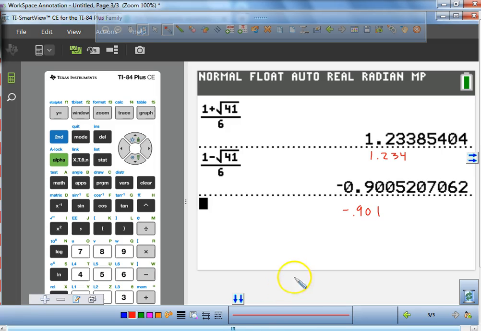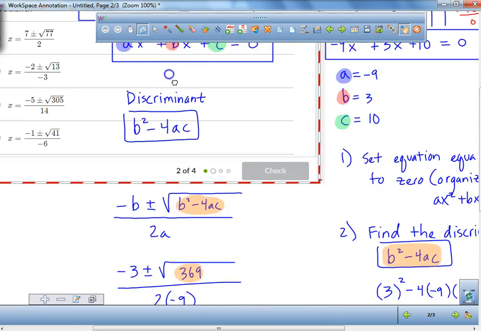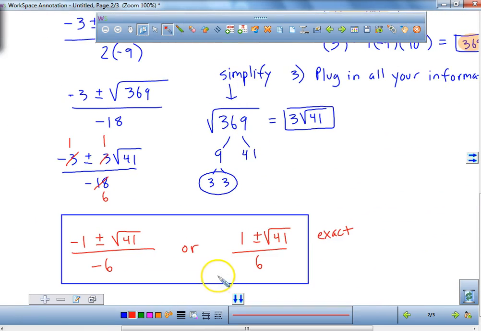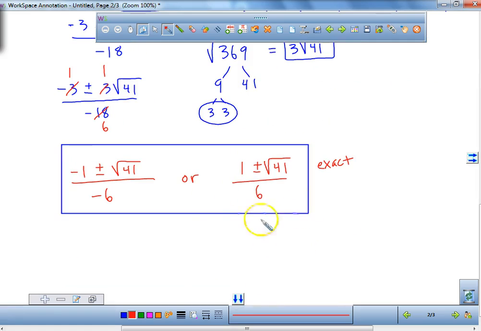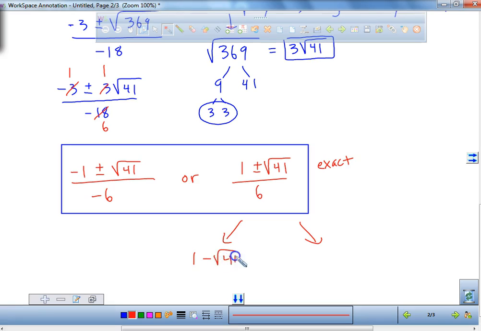Okay? What are your exact answers? These are your exact answers. This answer right here, if I separate it into two answers: 1 minus the square root of 41 over 6, or 1 plus the square root of 41 over 6. This one was approximately equal to 1.234, and this one was approximately equal to negative 0.901. But you'll notice that all of your answer choices are exact. They're not approximate values. You can't just type the equation into Desmos and automatically find your solutions.